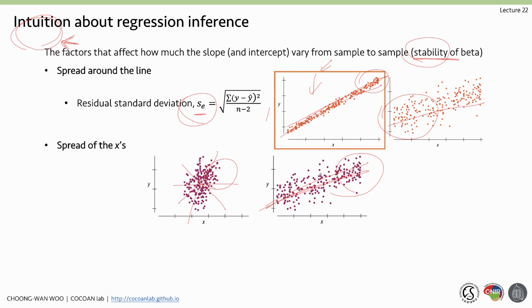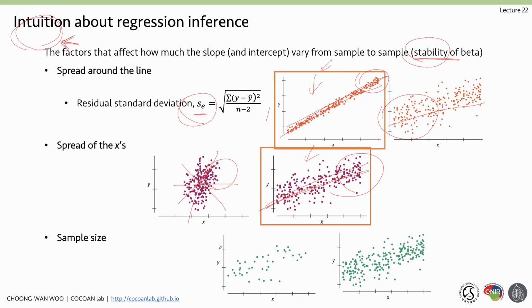So if we have a broader range of x, the line will be more stable. So this is going to improve the stability of beta. And sample size is also important. With a small sample size, the line will be really affected by a small number of dots. And if we have more data, the line will be better estimated. So this is going to improve the stability of beta.